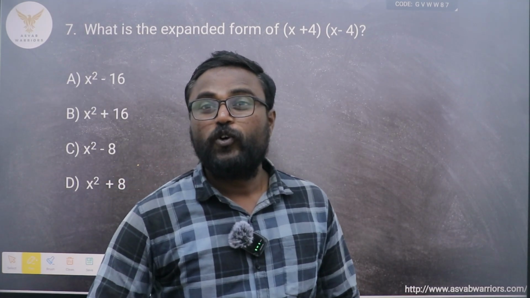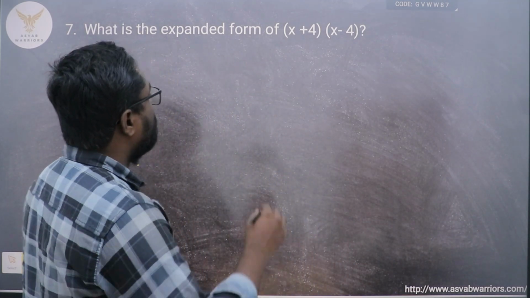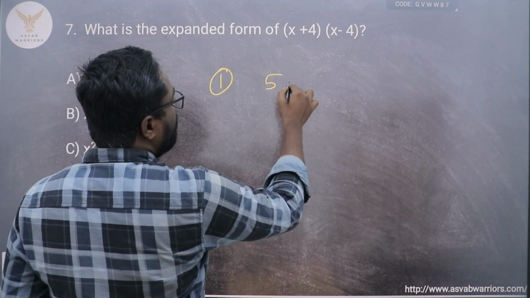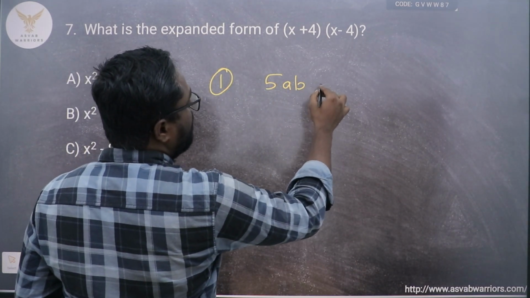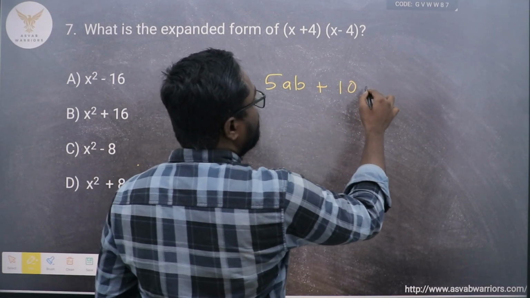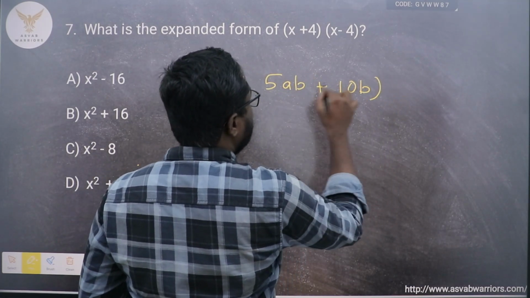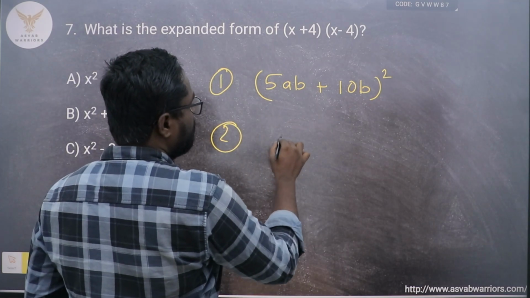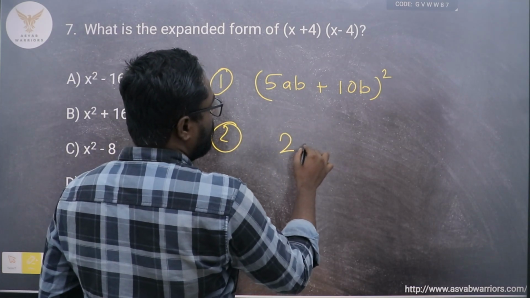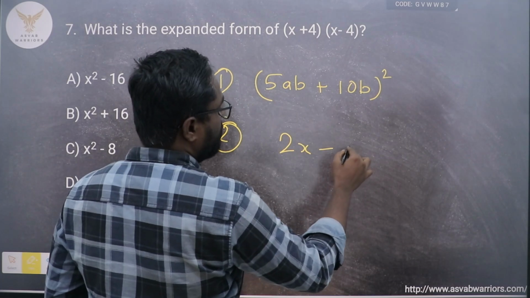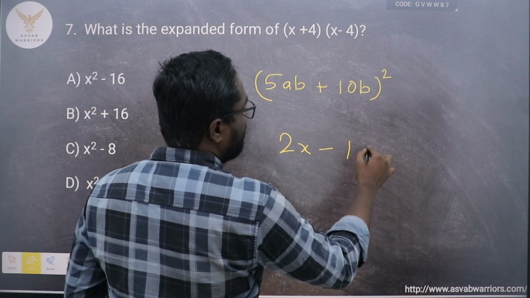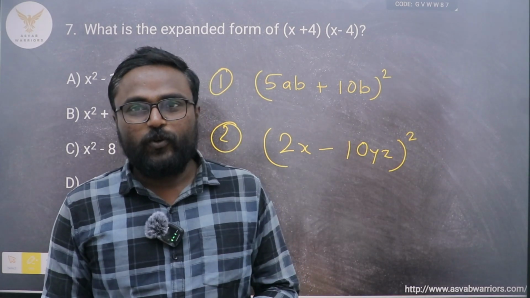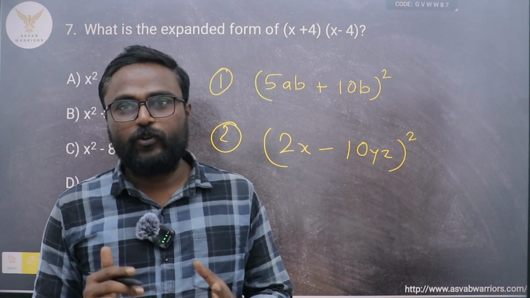Now I want you to solve two questions. Question number 1 will be (5ab + 10b)² and (2x − 10yz)². I want you to take these questions as homework and write down the answers in the comment box.